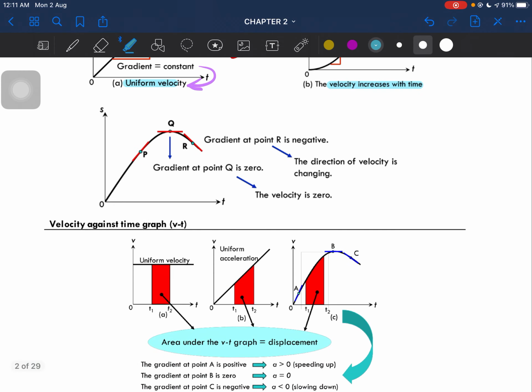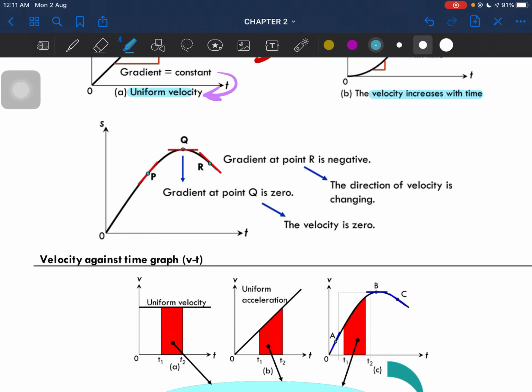Okay, if we look at this one, there are many points in which you have to tell. So at this point Q here, if we look at S, there is a position change. So the position doesn't change means velocity is equal to 0. Okay, remember velocity shows us how quickly the position changes.